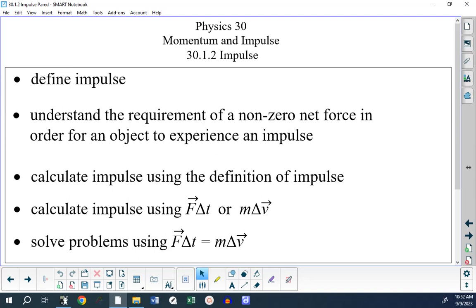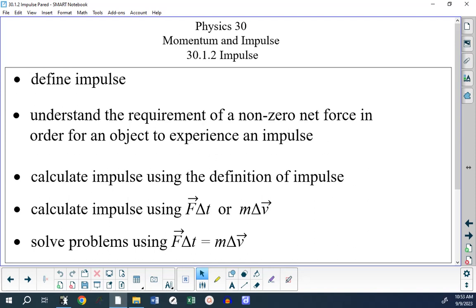This is the second lesson in the unit. This covers impulse. In this lesson, we defined impulse. We talked about what's necessary for impulse to happen, whatever impulse is, and we'll get to that. And then we calculated impulse using a variety of definitions. There's a fair amount in this unit. We also talked about how impulse and the concept of impulse can be used to explain safety devices.